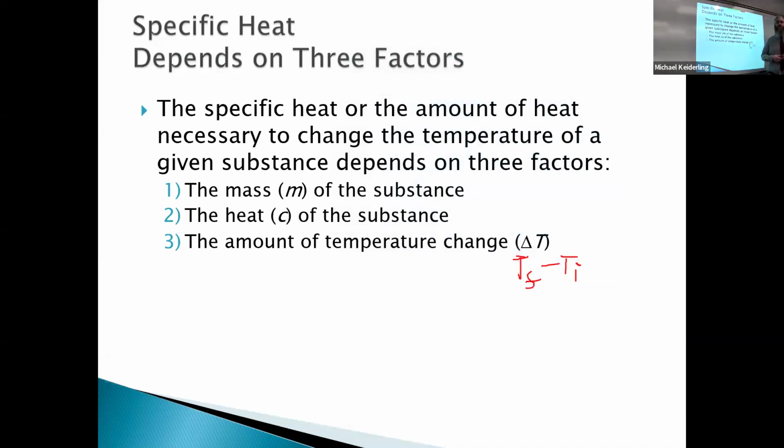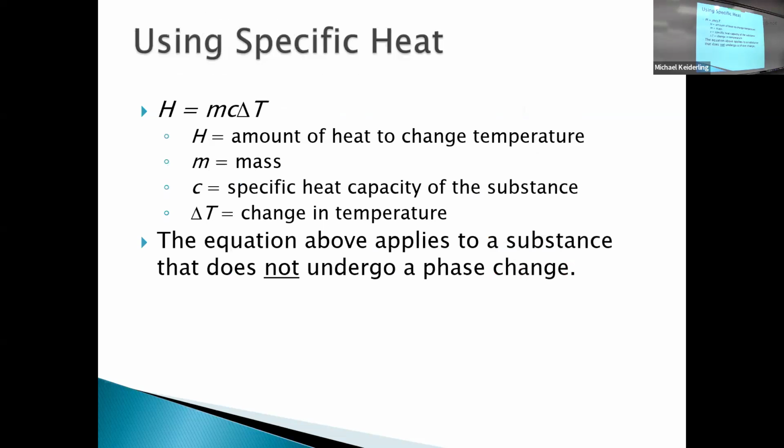The amount of heat necessary to change the temperature of a given substance depends on three factors: the mass of the substance, the heat capacity, C, of the substance, and the amount of temperature change, delta T. That's your final temperature minus your initial temperature. So the heat required is mass times heat capacity times change in temperature.